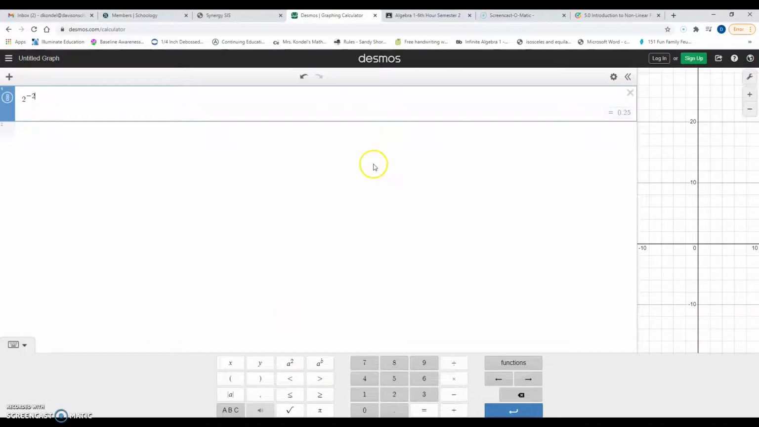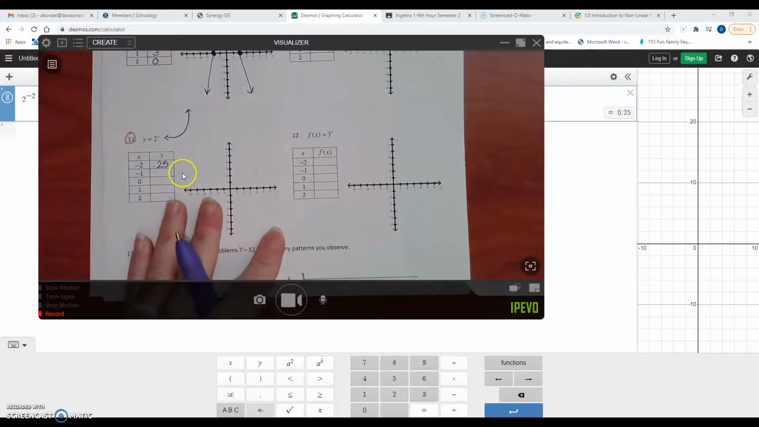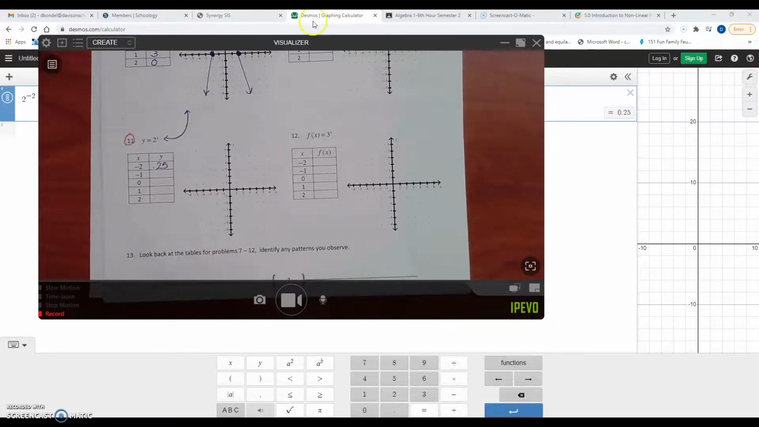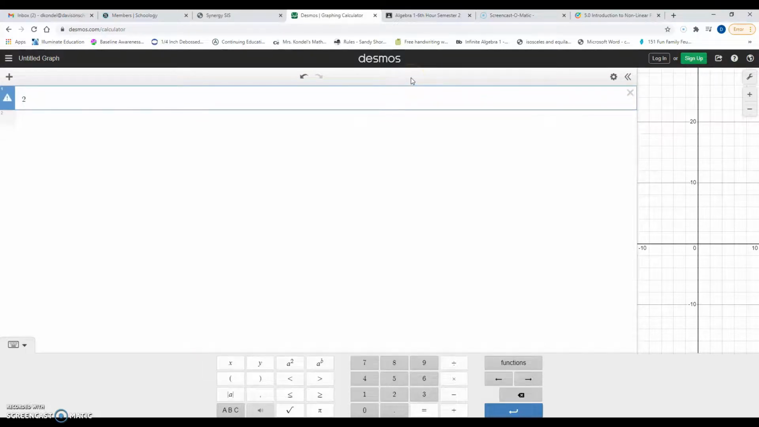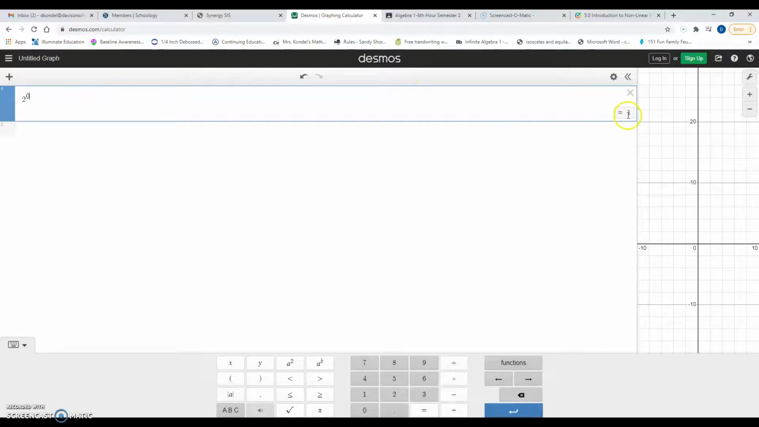I'm going to plug in a -2. So 2 to the -2 gives me 0.25, which is fine. Decimals are totally fine. Don't freak out. So then, go back here. Instead of a -2, I want to type in a -1, and I get 0.5. Instead of a -1, I plug in a 0. 2 to the 0 is 1.